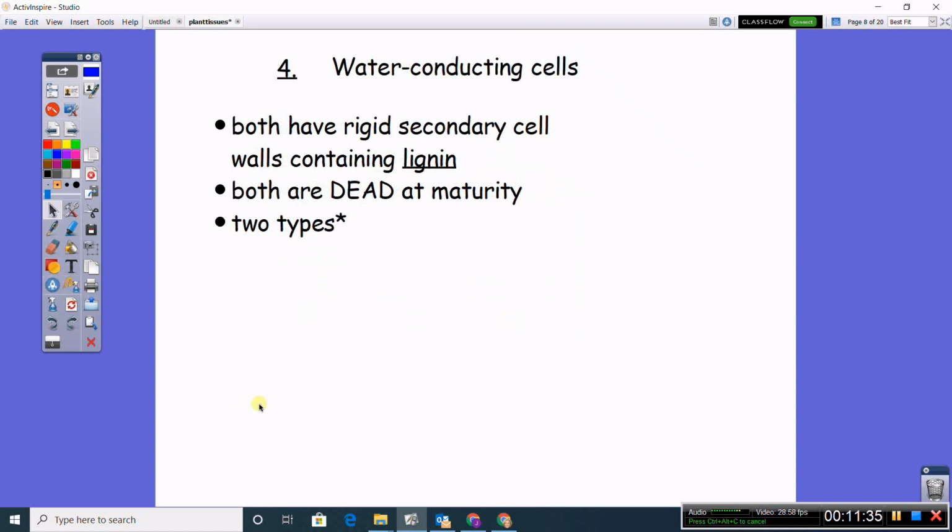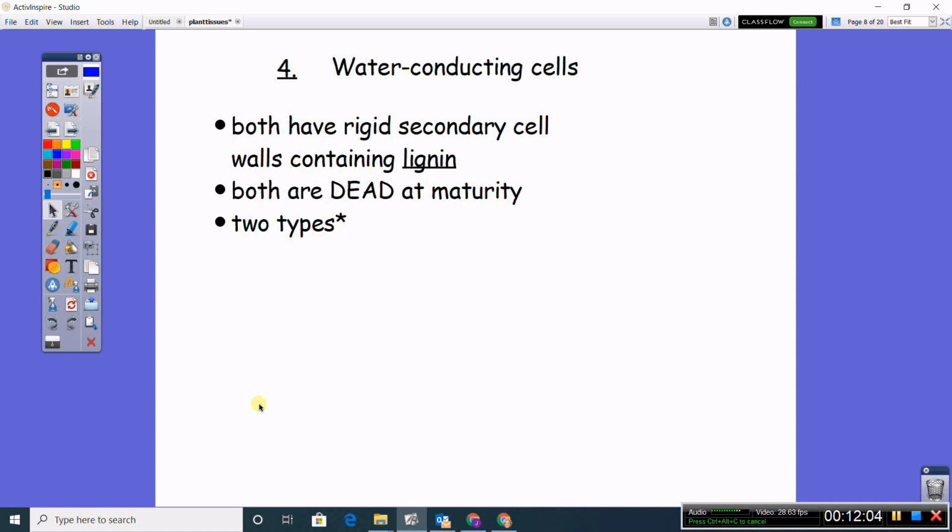Next, if you find box number 4, we're going to be talking about two types of water-conducting cells. So both of them have rigid secondary cell walls containing lignin, and these are going to both be dead at maturity. If it transports water, you just have to remember that it's probably going to be dead at maturity.